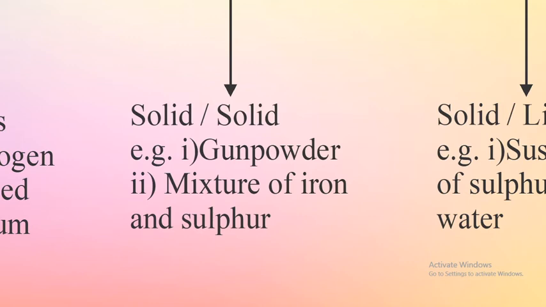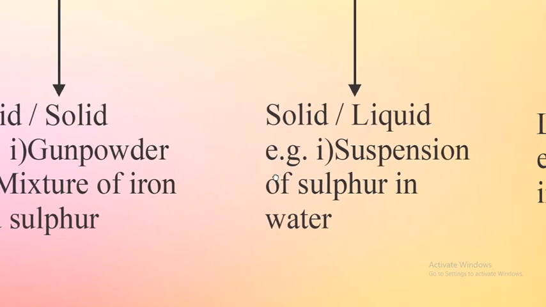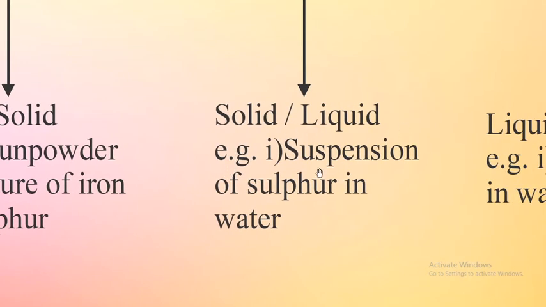Mixture of iron and sulfur powder. If you take iron pieces and sulfur and mix them, even after mixing, the components of iron and sulfur can be seen clearly because they have different colors. So it is a heterogeneous solid mixture. Next, solid-liquid heterogeneous mixture, for example, suspension of sulfur in water. Actually, sulfur won't be dissolved into water. If you take sulfur powder and stir it into water, it forms a suspension. The particles will spread over in the water. Those particles of sulfur can be seen clearly, like dirty water. So it forms a heterogeneous solid-liquid mixture.